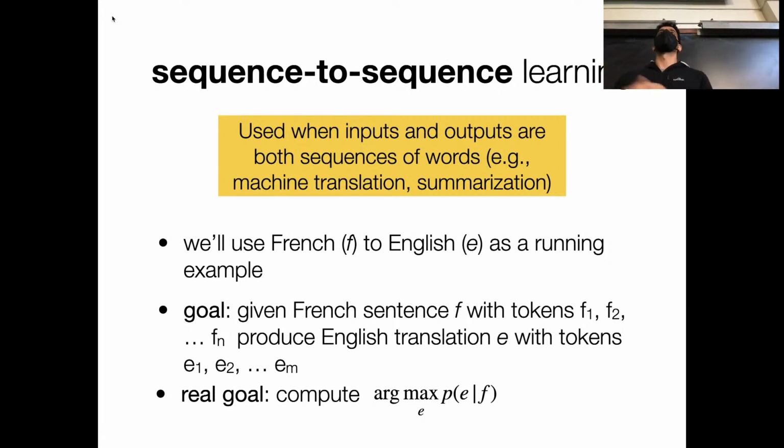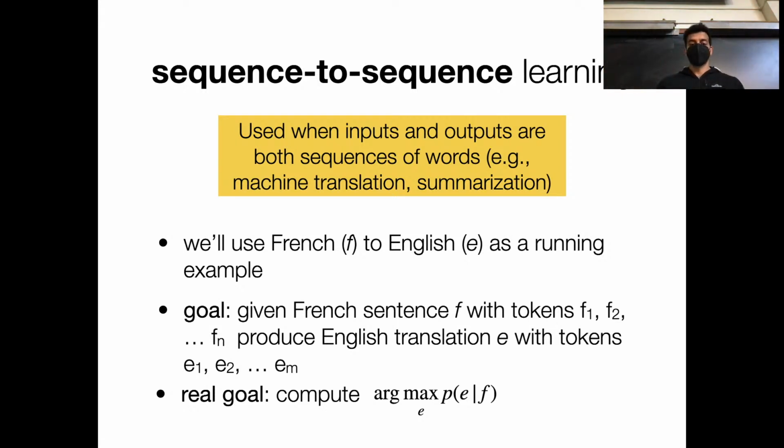As we'll see later on with the T5 model, lots of NLP tasks in general can just be reformulated into the sequence-to-sequence setup. But let's say we're looking at machine translation. We're translating from French to English. This is our example. So our goal, we're given the French sentence with these tokens, F sub 1, F sub 2, and our goal is to produce the tokens in the English language that correspond to the translation of that.